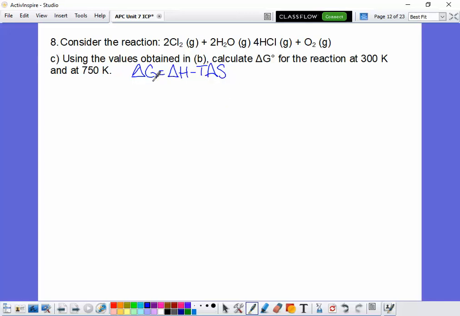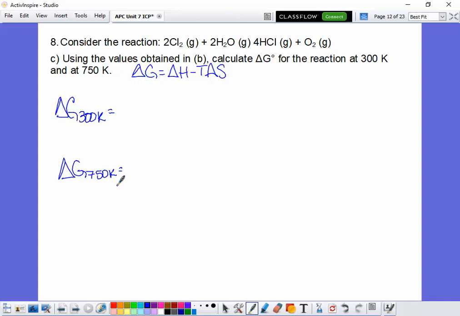But I'm going to use the Gibbs free energy equation. So I'm going to find delta G at 300 Kelvin and delta G at 750 Kelvin. Okay. These two equations are going to be almost identical. What's going to be different? The temperature.